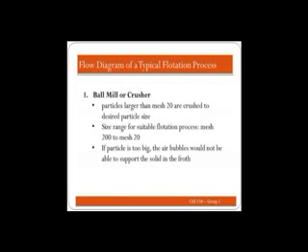Flotation process typically makes use of 6 units or equipments. First is the ball mill or crusher. Particles larger than mesh 20 are crushed to desired particle size, which ranges from mesh 200 to mesh 20. If particle is too big, the air bubbles would not be able to support the solid in the froth.